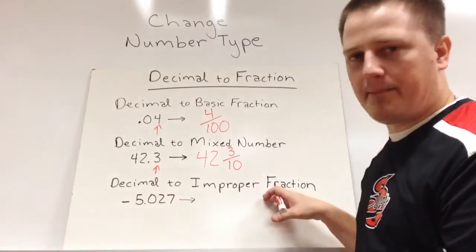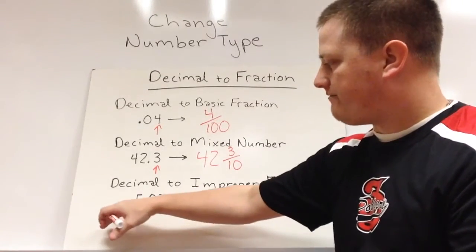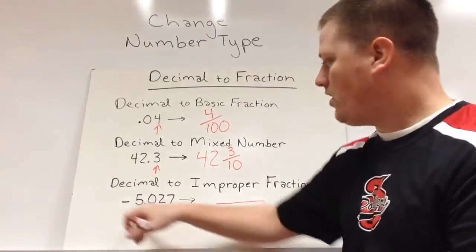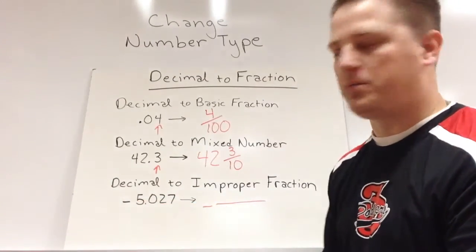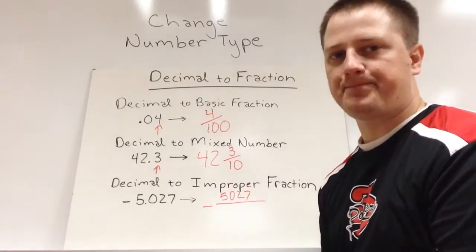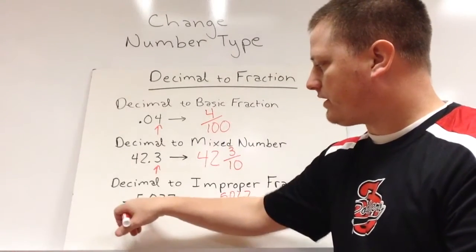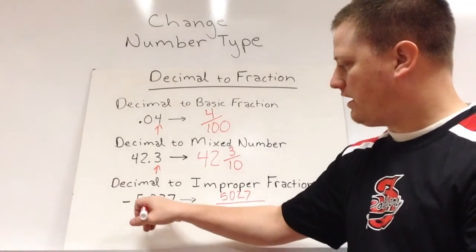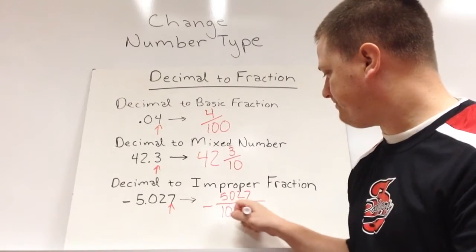A decimal to an improper fraction is pretty easy also. In this case, for the negative, we're going to put a negative just in front of the whole fraction. We're going to take this whole number without the decimal, so we just basically ignore the decimal point and go with 5,027 on the top. So we just write this number without the decimal point. Then we're going to look again at the last place value. Tenths, hundredths, this would be thousands. So we put 1,000 on the bottom.